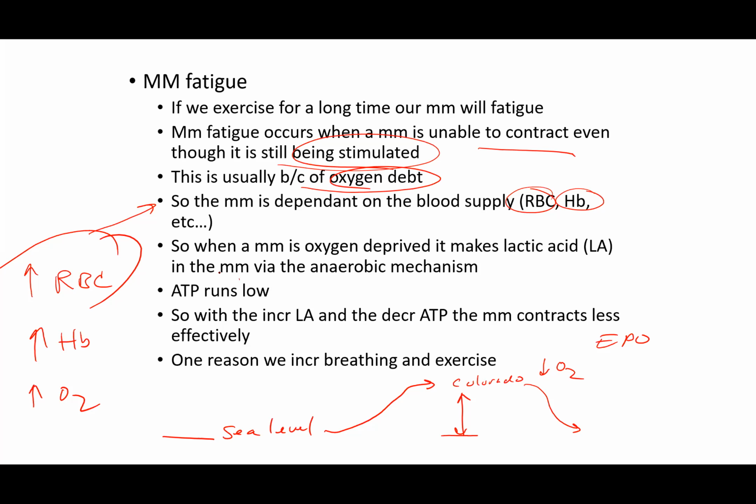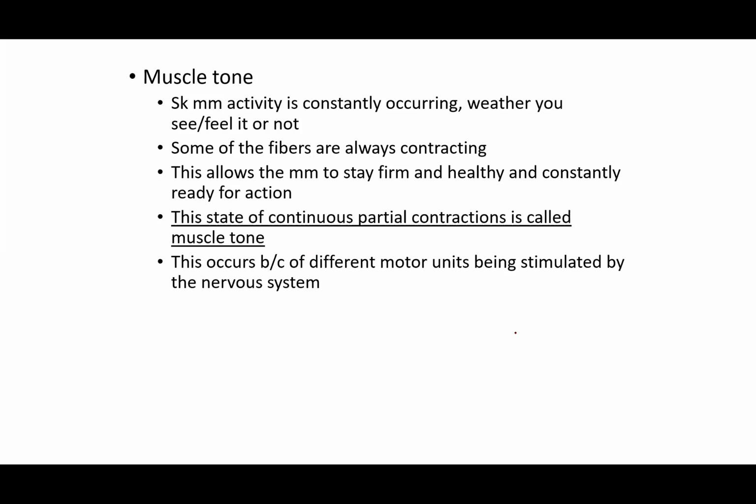Okay, so once you start running out of ATP, and you start to be deprived of oxygen, and the pyruvic acid is converted into lactic acid, the muscle starts to contract less. So less oxygen, less ATP, more lactic acid, the muscles begin to contract less. This is where muscle fatigue comes from.